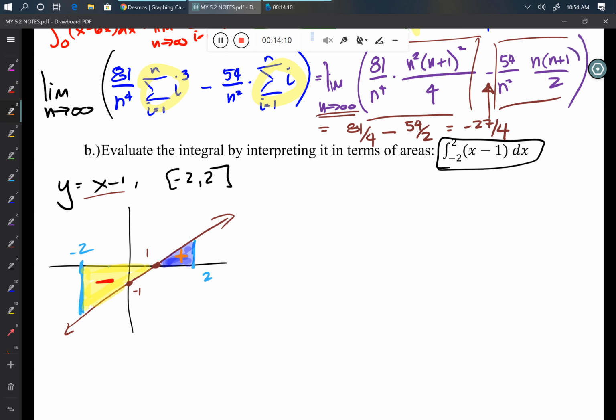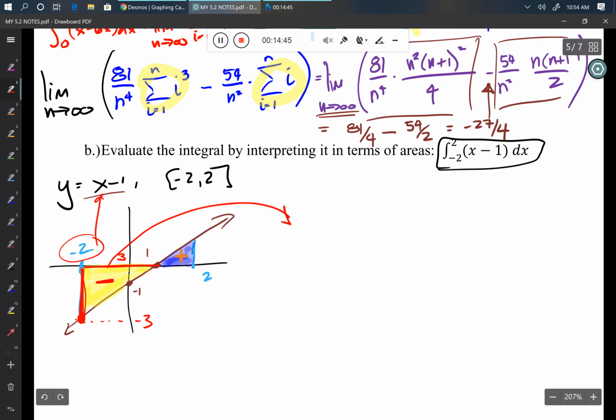Now, I could use limits and do all that, but considering that we've got a line here that made perfect triangles, I can just use geometry. Right. So this triangle over here on the left, the negative area one, what's its size? Well, one side of it is 3 units long. The other side is, well, how long is this side? Well, what's the y value there? Well, the y value there is negative 3. How did I get that? I put negative 2 into the equation. So that means that this side is negative 3.